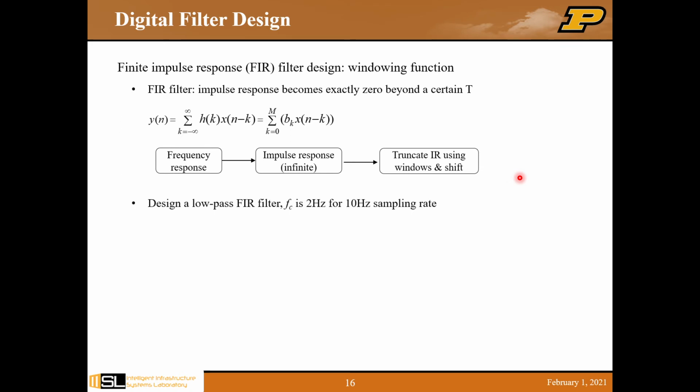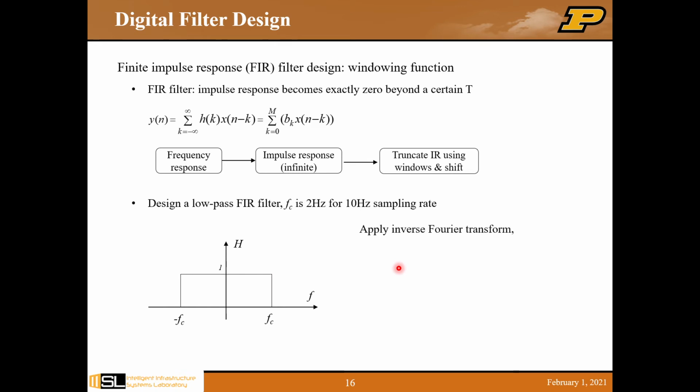Let's go through a simple low-pass filter example to better understand that. Imagine we want to have a low-pass FIR filter with a cutoff frequency of 2 Hz for the original signal with a sampling rate of 10 Hz. So this is the frequency response. We have the band between minus FC and FC, and the magnitude here is 1. So this is an idealized low-pass filter.